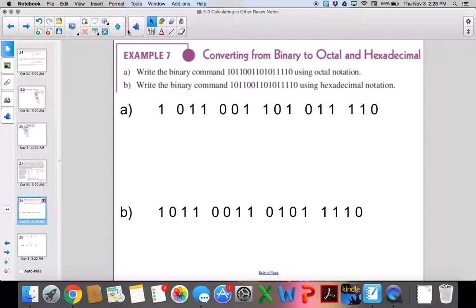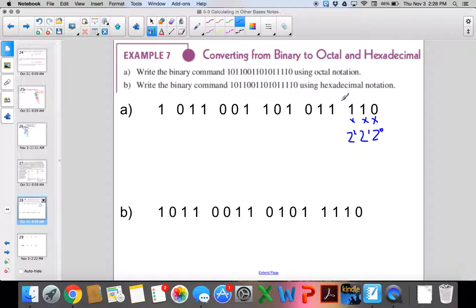It is still a binary number. That has not changed. So this is 0 times 2 to the 0 power. And this is 1 times 2 to the 1st power. And this is 1 times 2 to the 2nd power. And that is going to be the same for each of these little groups.